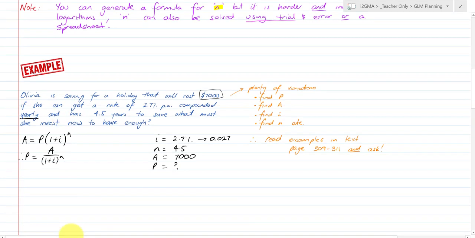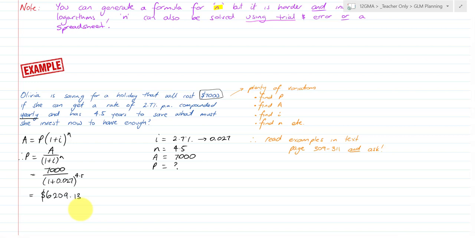Most of these examples are going to give you a straightforward example, but with something to consider on top. So let's throw our numbers in here. 7,000 over 1 plus 0.027 to the power of 4.5. I'll just put that in my calculator now. So that gives me $6,209.13.